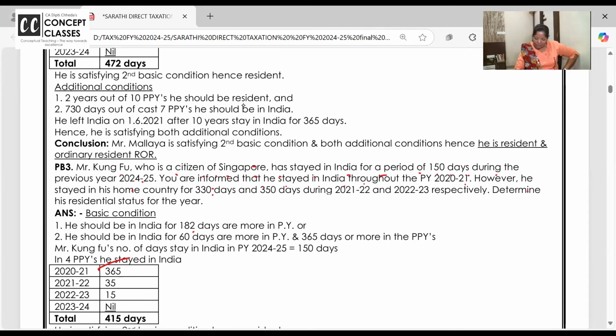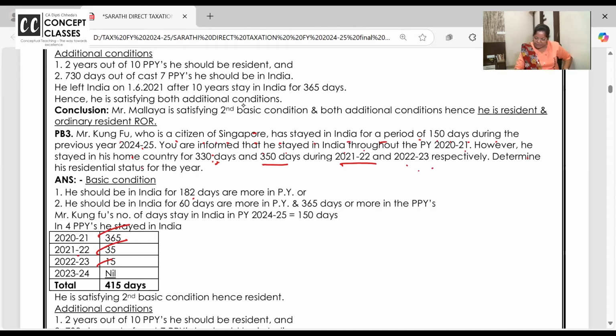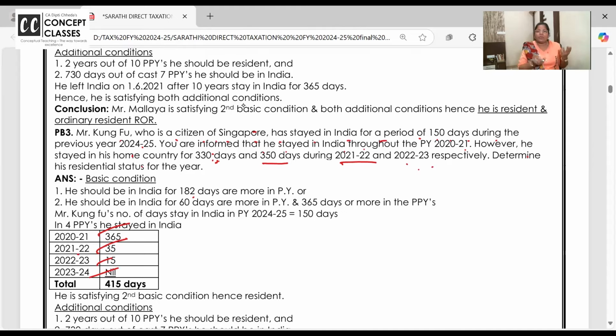330 days. So how many days he was in India? In 21, 22, 35 days. 350 days he was there. So 15 days in 22, 23. Ma'am, what about 23, 24? Nil. Students don't digest this. In the exam, you juggle like this, arre, some days in India, no, it's not there in 23, 24, leave it. No, there must be some printing mistake, how can this be? Last year he was not there. He was not there in India.